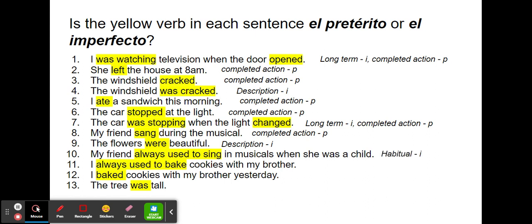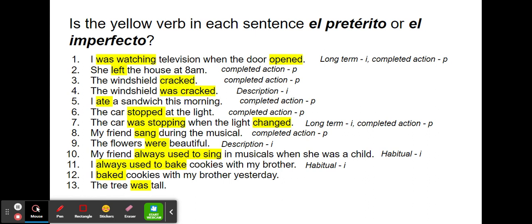Number 11, I always used to bake cookies with my brother. Always, same thing here, always used to bake. Since I always did it, it was going on a lot. Then that would have to be habitual action. There's not a specific time of baking cookies that I'm talking about. I always used to do it. So that is habitual imperfecto.